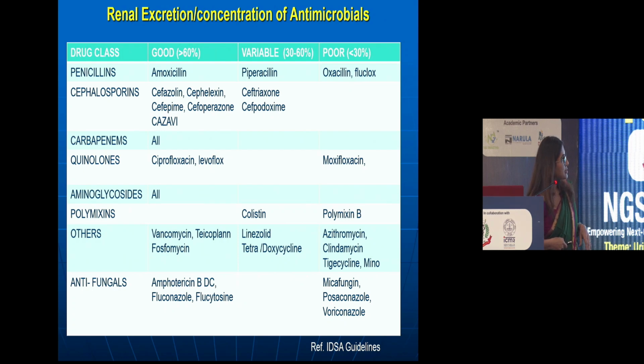Here levofloxacin has the best urinary excretion, which is 70%. Ciprofloxacin has predominantly 60% urinary concentration, and moxifloxacin has hepatic excretion rather than urinary. So out of these, levofloxacin is the best choice if it is susceptible. All aminoglycosides have good urinary concentration.